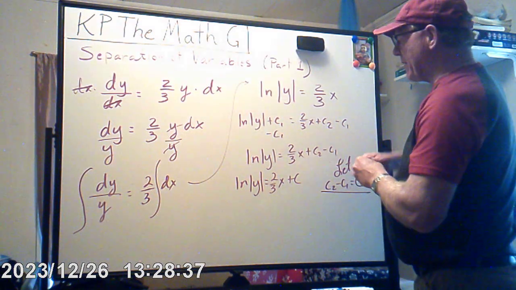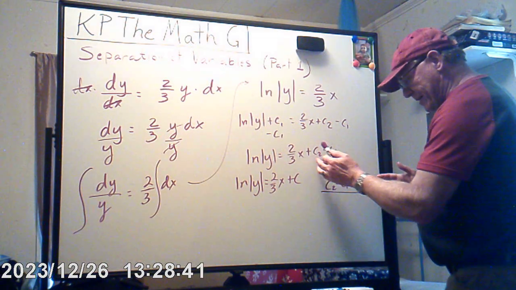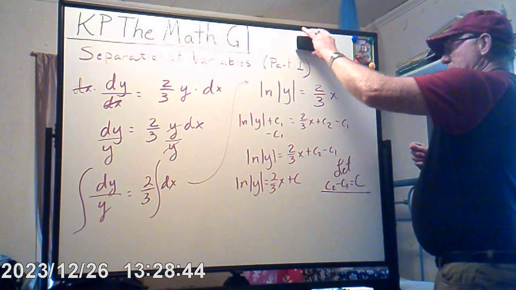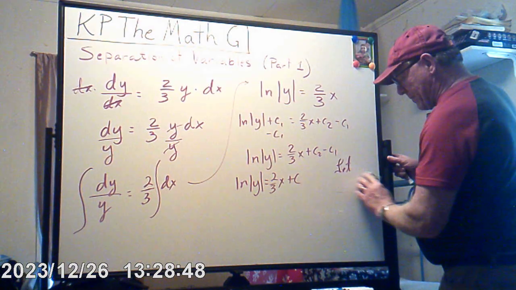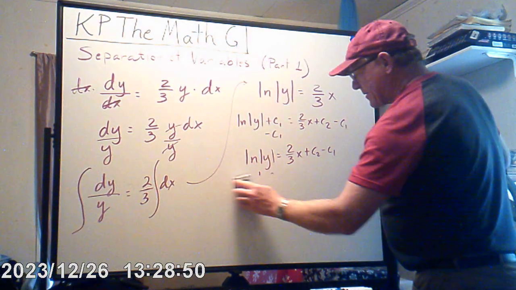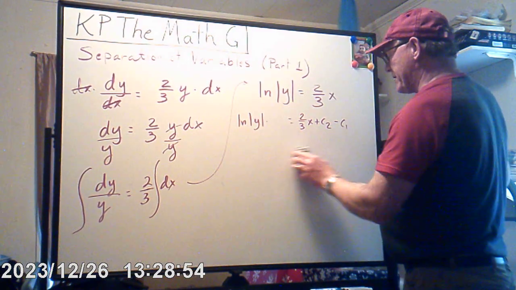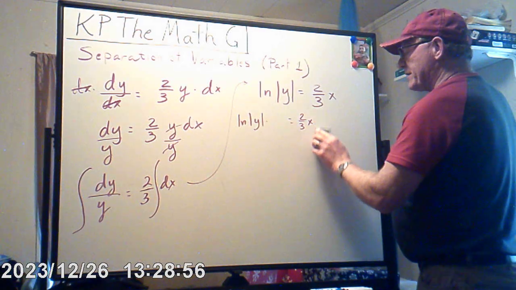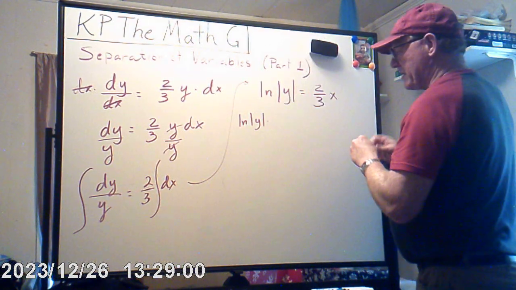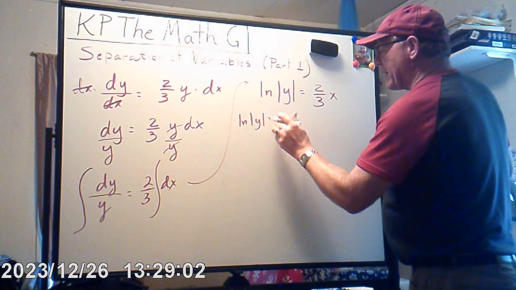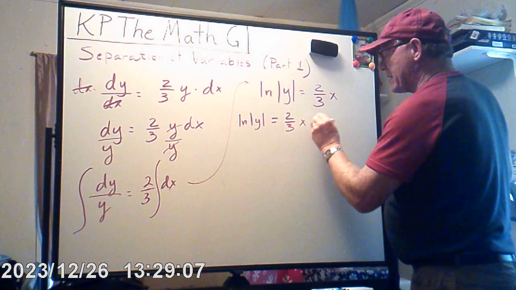Now, if you want to do that, that's fine. Some professors will say do this, and then let this, but for the most part, if you start off just saying that from the beginning, you can just go ahead and say this is just equal to c. So ln of y equals 2/3 x plus c.